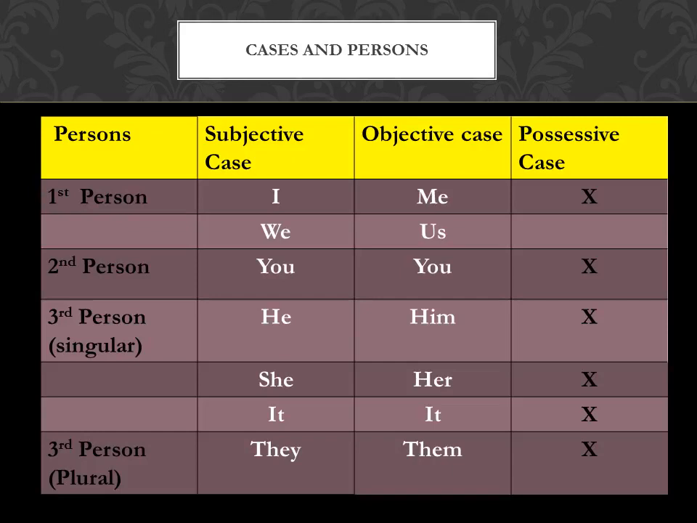Here is the confusion: there is a possessive case. Possessive case doesn't exist in the English language. It means that there are no possessive pronouns which exist in the English language. I will also clear this point in the upcoming video on adjectives, and then we move forward.